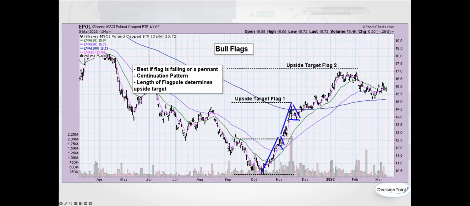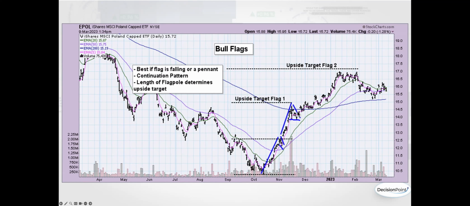This is a second flag, and this one has a pennant on it. So it's like a little symmetrical triangle on the end of a flagpole. And remember, symmetrical triangles are continuation patterns. So the expectation is that upside breakout to continue the trend that led into that symmetrical triangle, or pennant, as we call it, when you get that symmetrical triangle on the end.